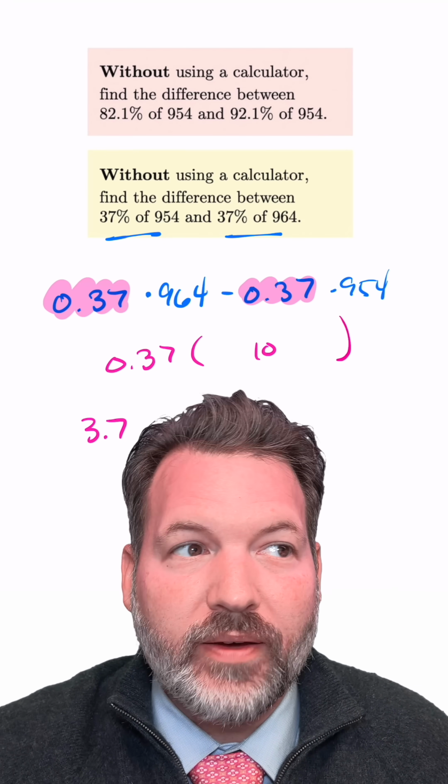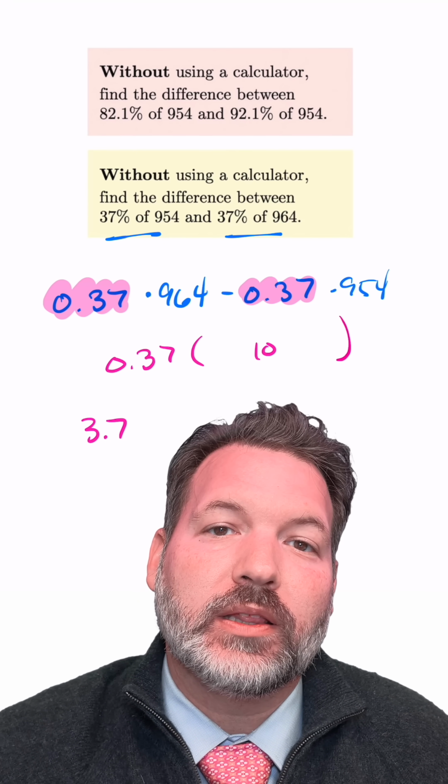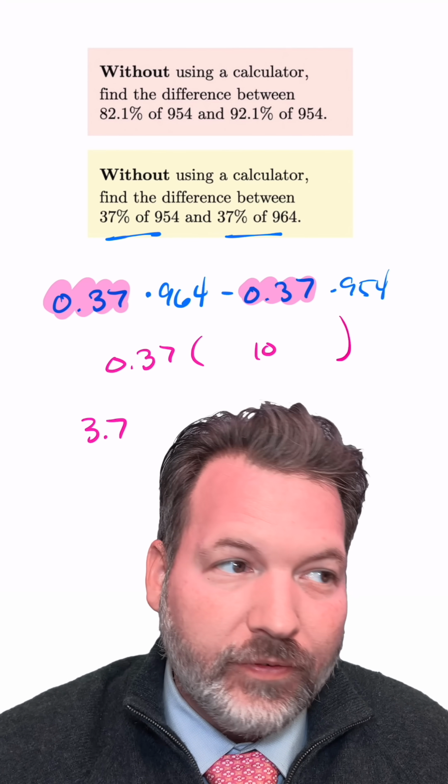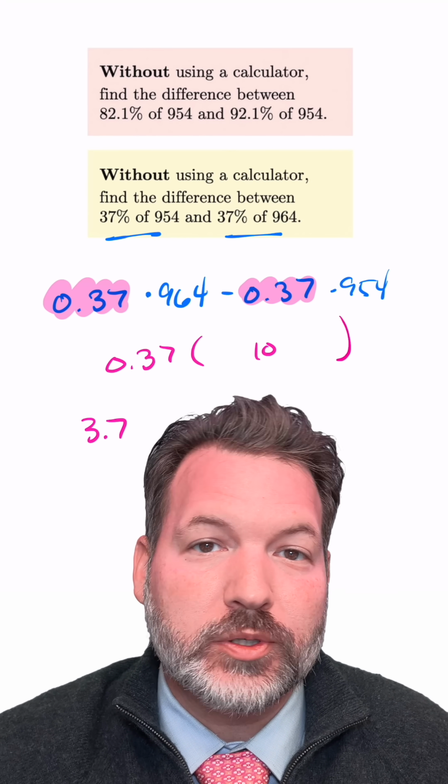And so there you have it. We can use the distributive property in each of these cases to significantly simplify our calculations and find the difference between some different percentages without actually having to find those percentages.